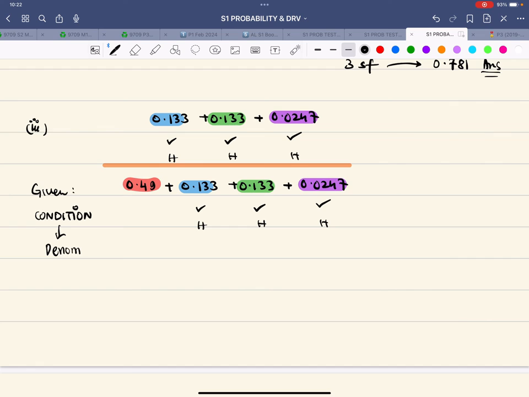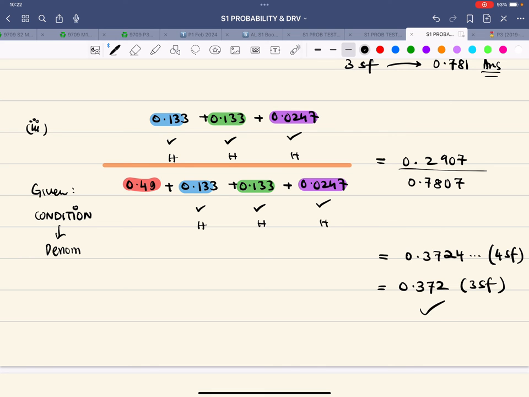So now the numerator is 0.2907. The denominator is the exact value, 0.7807. When you divide, we get this 0.3724... This is not exact. This is rounded off. Therefore, the final answer is 0.372, given correct to 3 significant figures.